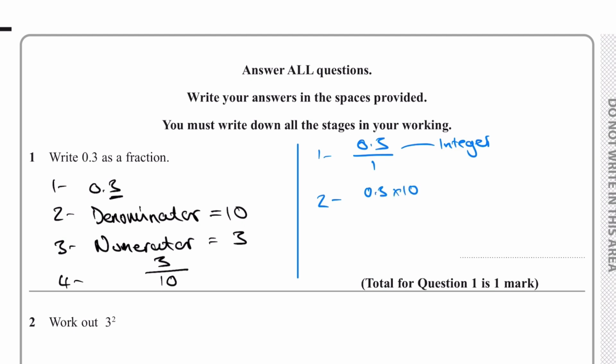So we write 0.3 times 10 over 1 times 10. The reason we have multiplied top and bottom by 10 is because whatever we do to the top, we must do to the bottom. And then we simplify our answer down. 0.3 times 10 equals 3 and 1 times 10 equals 10. As before, we cannot simplify any further as 3 and 10 have no common factors other than 1. Now we could write our answer down as 3/10.